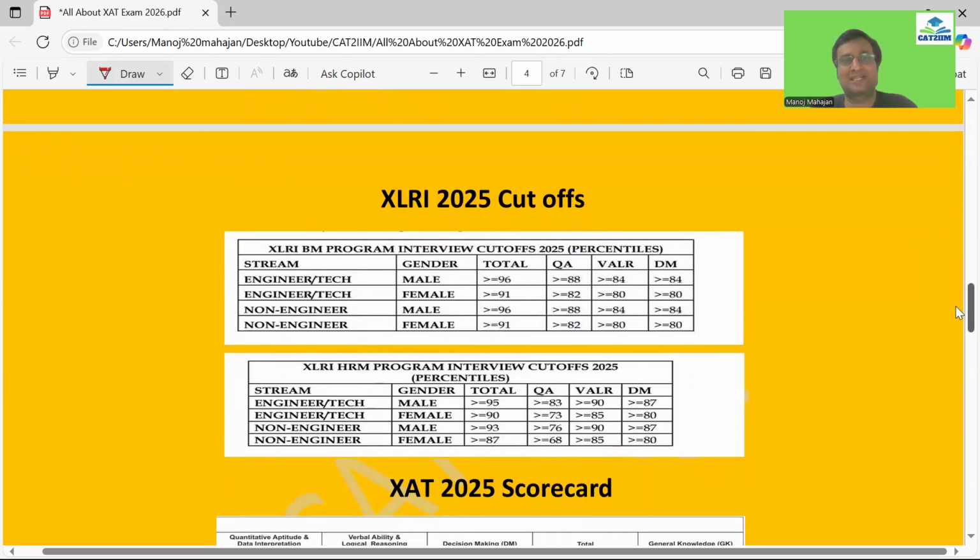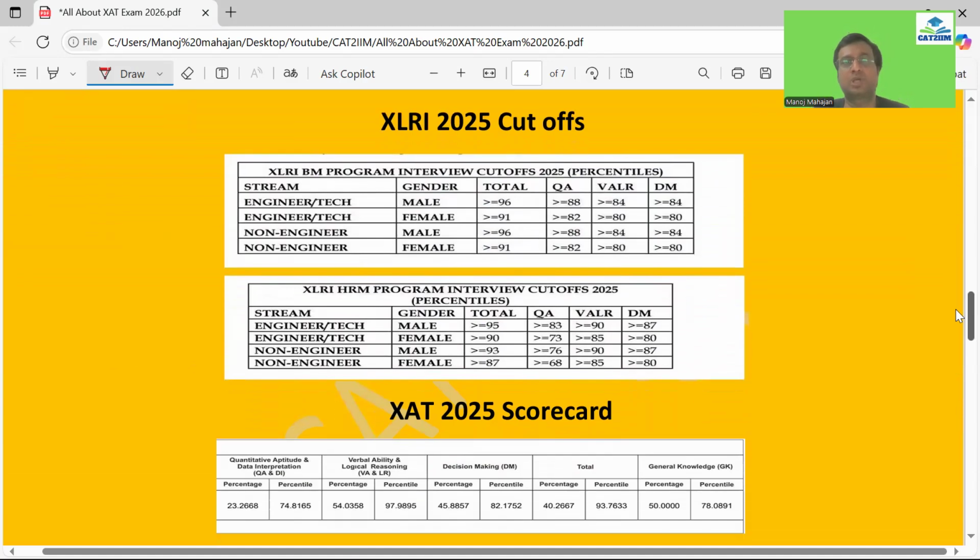Now, if you look at the XLRI cutoffs for 2025, we have divided them into two: one is the BM program cutoff and the other is the HRM cutoff. If you look over here, based on the stream, that is one thing. Second is the gender, we have the cutoffs.